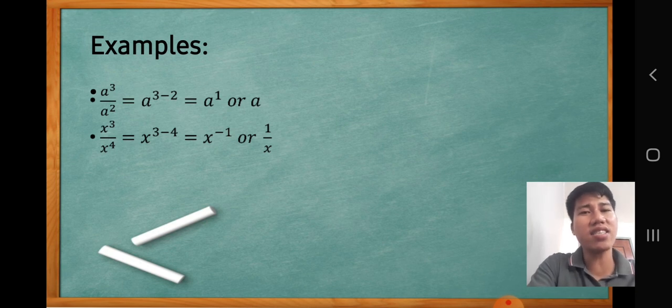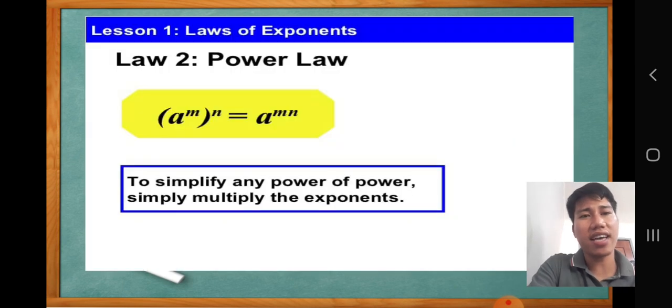And then another example is x raised to 3 divided by x raised to 4. So 3 minus 4 is negative 1. X raised to negative 1 or 1 over x. Basta na ay ma-negative ang exponent, you need to give the reciprocal by itself. So that's why x raised to negative 1, the answer is 1 over x.